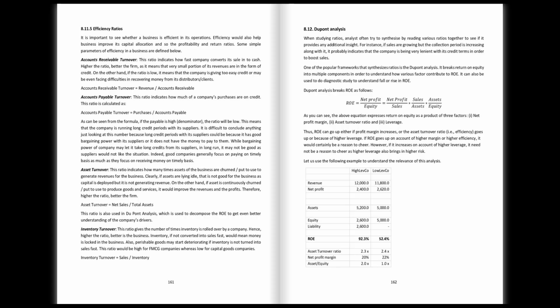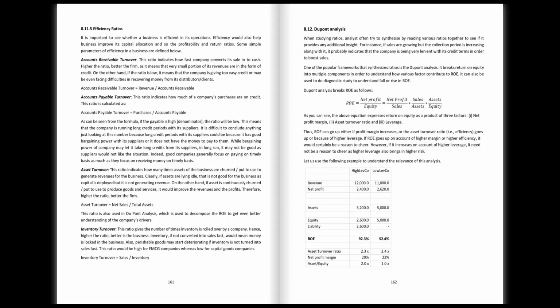It is difficult to conclude anything just looking at this number because long credit periods with its suppliers could be because it has good bargaining power with its suppliers or it does not have the money to pay them. While the bargaining power of a company may let it take long credits from its suppliers, in the long run, it may not be good as suppliers would not like the situation. Indeed, good companies generally focus on paying on a timely basis as much as they focus on receiving money on a timely basis.